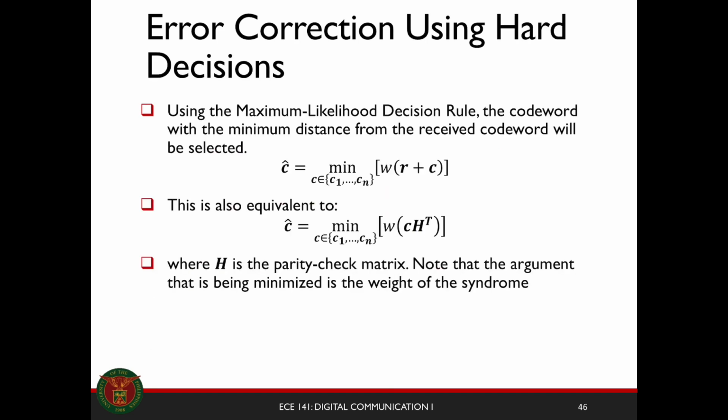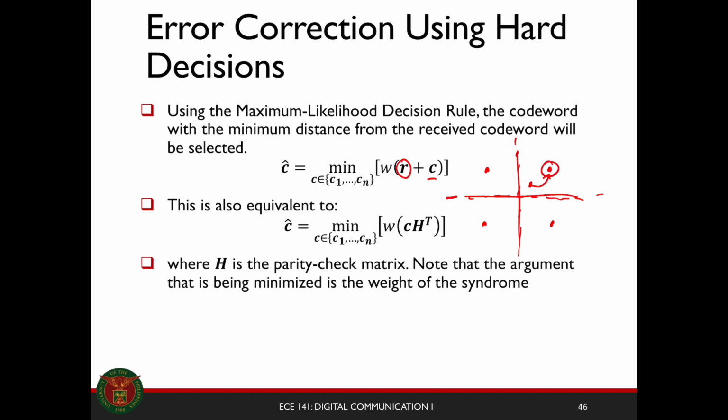Okay. Using hard decisions, if you use the maximum likelihood decision rule, then you just need to get the code word that is closest to your received code word. Right? Basically, it's the same as the decoding of your digital modulation schemes, where you create boundaries between your symbols, and if your received symbol is somewhere maybe here, the symbol that it is closest to would be the decoded symbol.